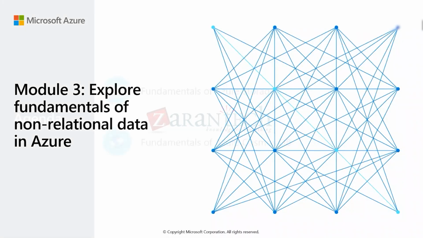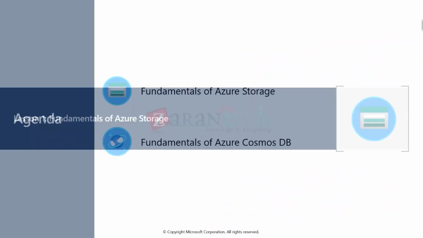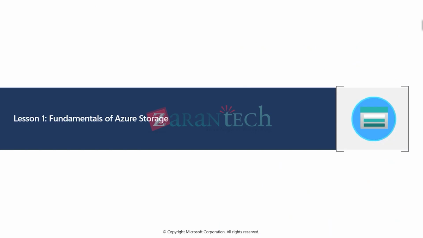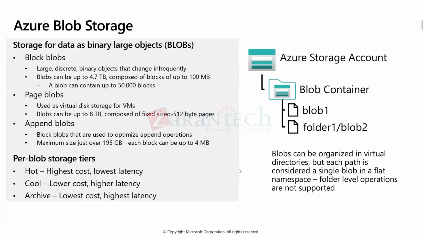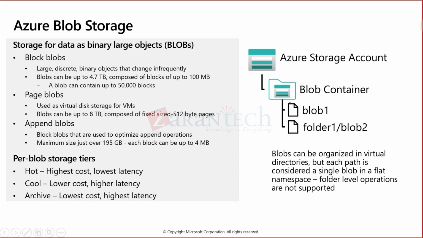Let us talk about fundamentals of non-relational data in Azure. Two main services I'm going to cover in this module. One of these services, which I covered yesterday, is Microsoft Azure Storage. Azure Storage, specifically Azure Blob Storage, is a service that will enable you to store massive amounts of unstructured data. So you can store blobs, binary large object data, in a blob container in the cloud.